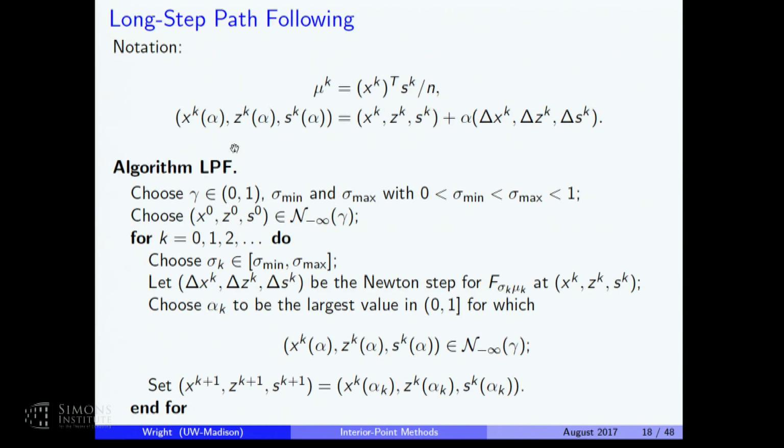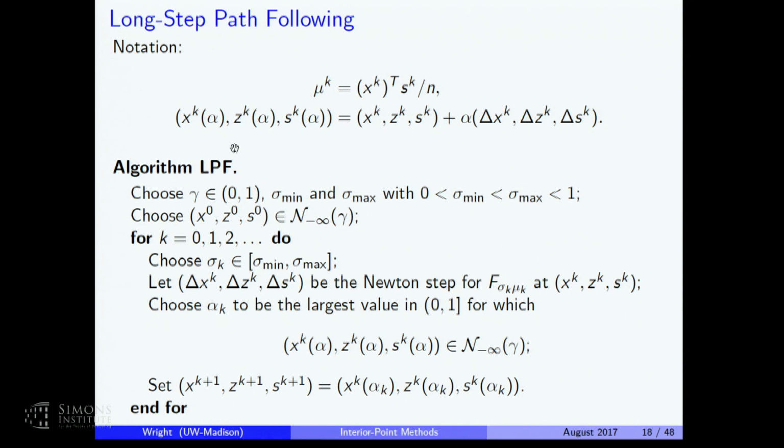All right, so here's the whole method. I'll call it long step path following. This is a notation we use: I use this notation here to give you a step along the Newton direction at xk. It's just a shorthand for this. So here's the strategy. You pick a gamma that defines the n minus infinity neighborhood. You pick sigma min and sigma max, they're both between 0 and 1. You choose an initial point, which has to be in the neighborhood.